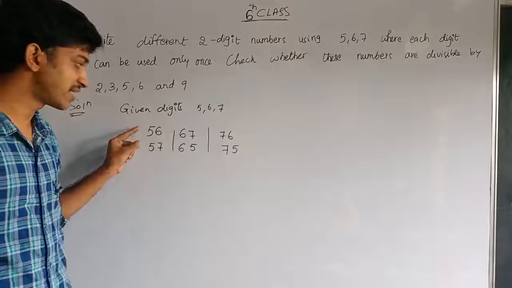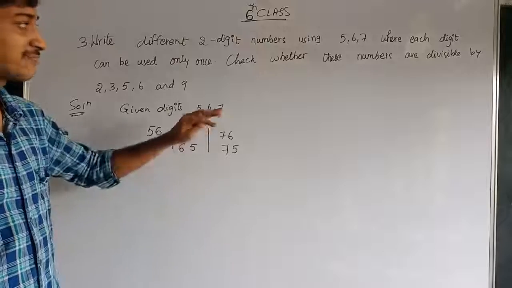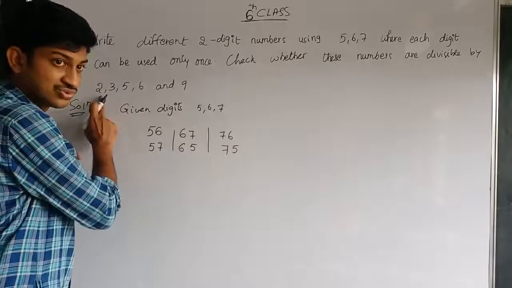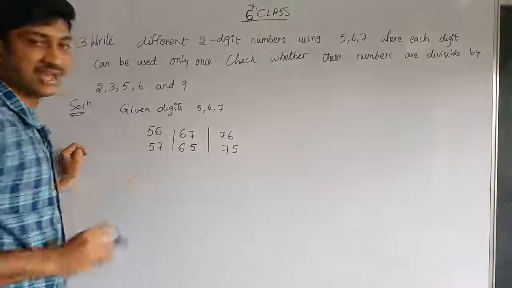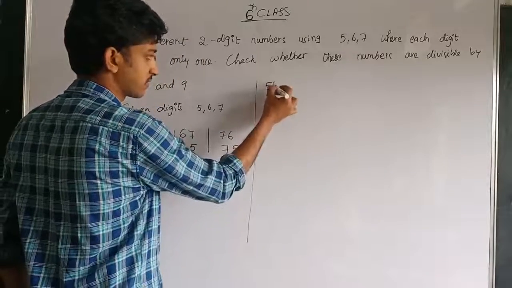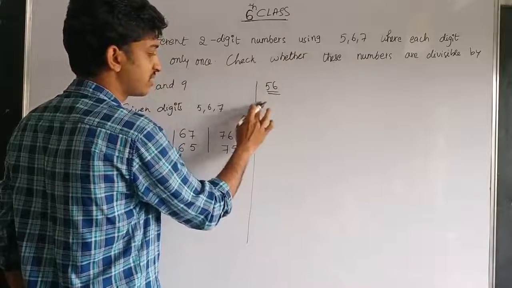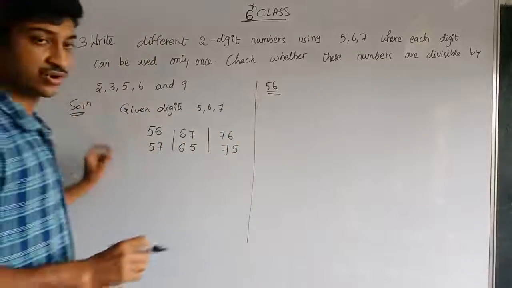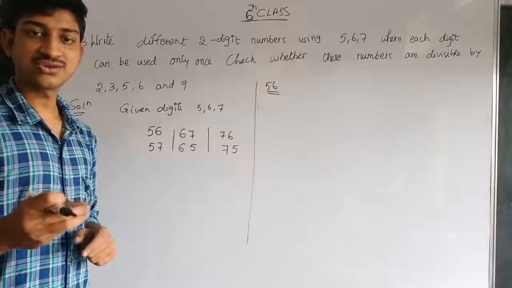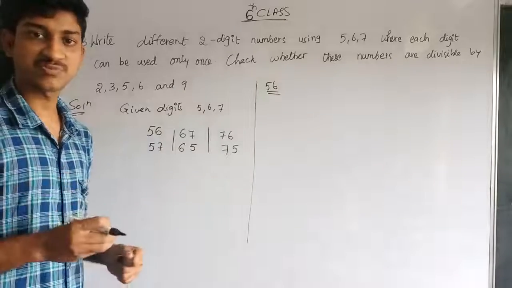So I completed writing the two-digit numbers using the digits 5, 6, 7, and the next step is to check whether these numbers are divisible by 2, 3, 5, 6 and 9. First of all I am checking the number 56. First I am checking the divisibility rule for 2. So what is the divisibility rule for 2? If a number has 0, 2, 4, 6 or 8 as its last digit, then that number is divisible by 2.